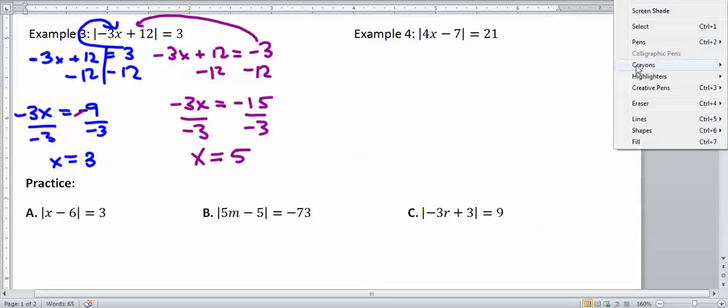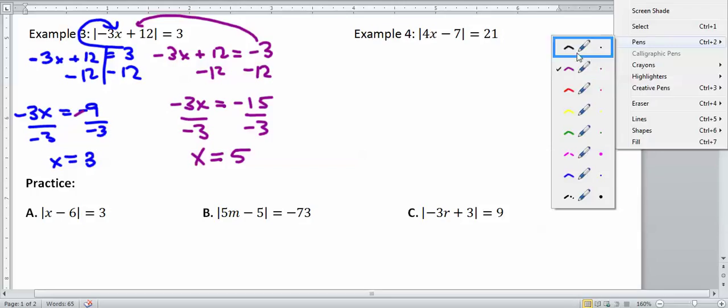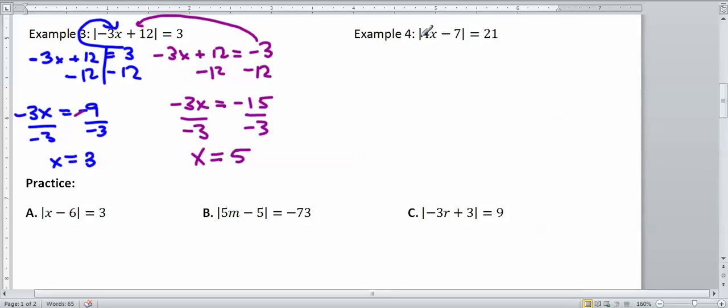All right. So again, I'm going to switch back and use a couple different colors here. The absolute value of 4x minus 7 is equal to 21. So you should have set up 2 equations. I get 4x minus 7 equals positive 21.